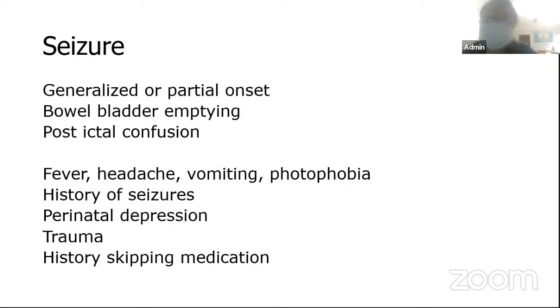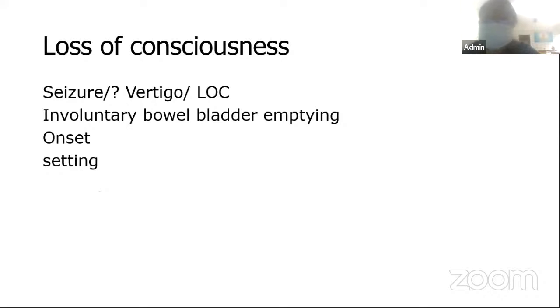Is this a seizure disorder where the seizure was precipitated by some events, or was there any history of skipping medication? Was there any trauma? A history of perinatal depression may suggest the patient has a seizure disorder due to a structural cause or a scar in the brain.